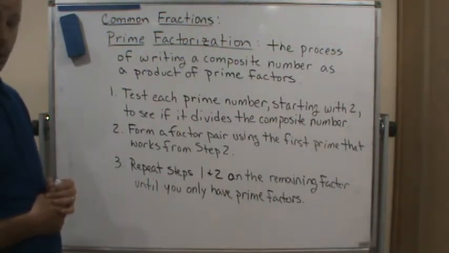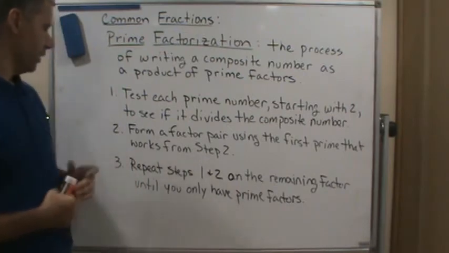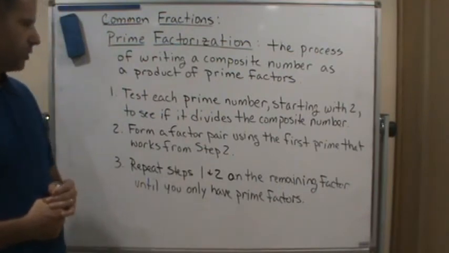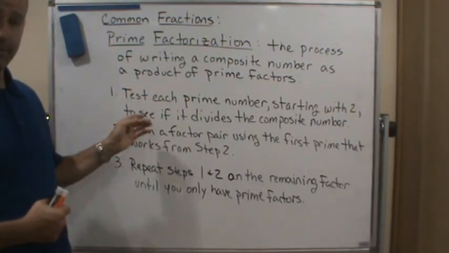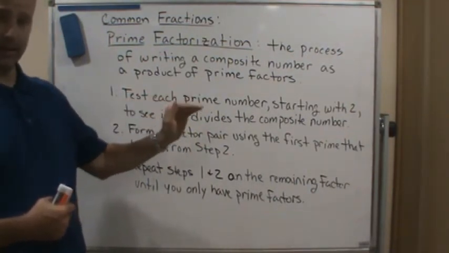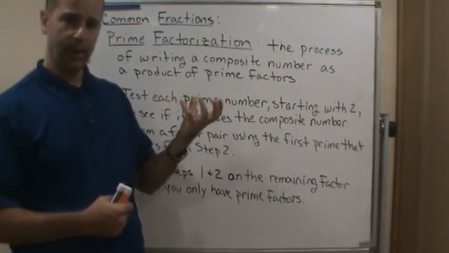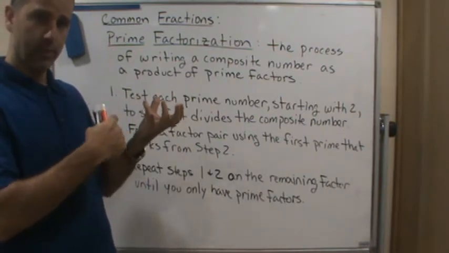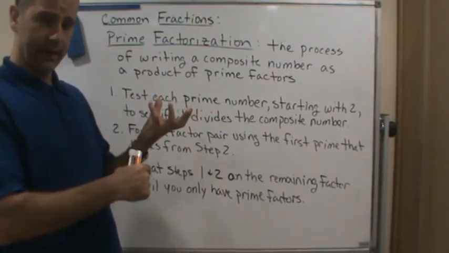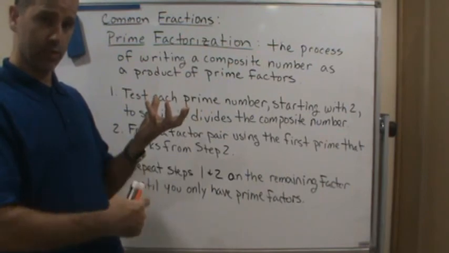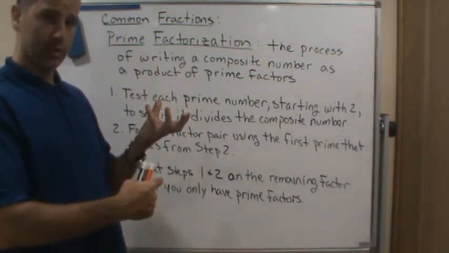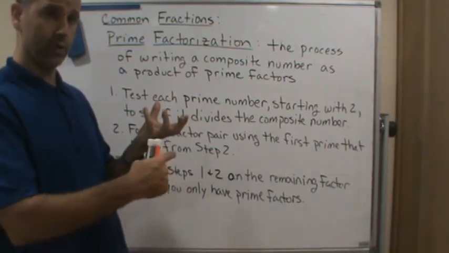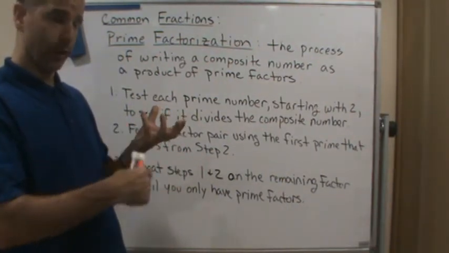Now, how do we do this? Well, here's the process. 1. Test each prime number starting with 2 to see if it divides the composite number. So you're given a composite number, and you basically start testing to see what prime numbers divide it, starting with the smallest prime number, 2. If 2 doesn't work, you keep going to 3. And if 3 doesn't work, you go to 5. And if 5 doesn't work, you go to 7, and so on, until you find one that works.